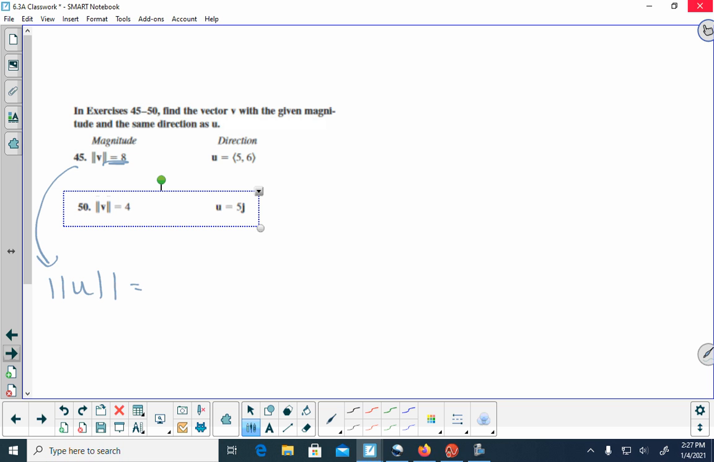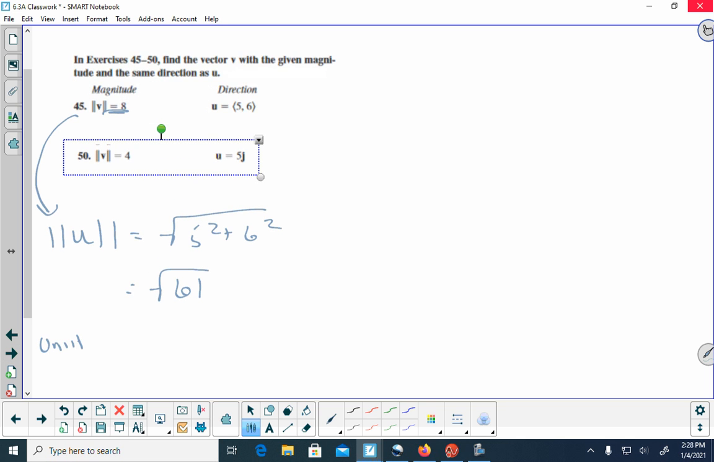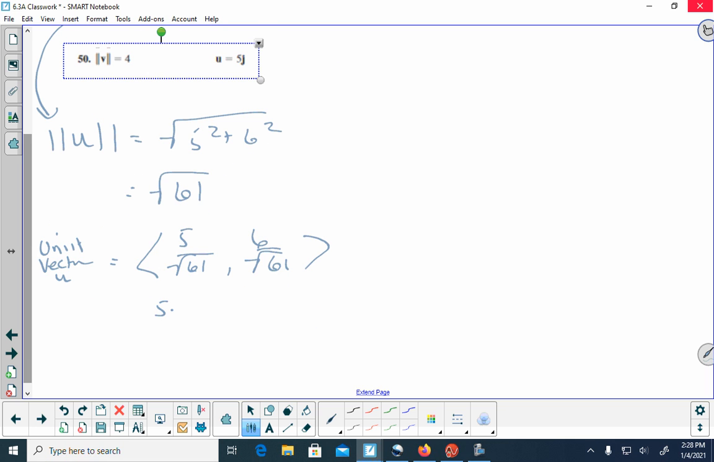This is 45. So we're going to do the square root of 5 squared plus 6 squared. And when I do that, I end up with the square root of 61. Then to find the unit vector, I'm going to take the same ordered pair that I had for u. So the unit vector, and we'll just call the unit vector u, is going to be 5 and 6. Same thing, but I'm going to divide by the magnitude. So I'm going to divide by the square root of 61. Have to rationalize. So I'm going to have 5 times the square root of 61 over 61, 6 times the square root of 61 over 61.